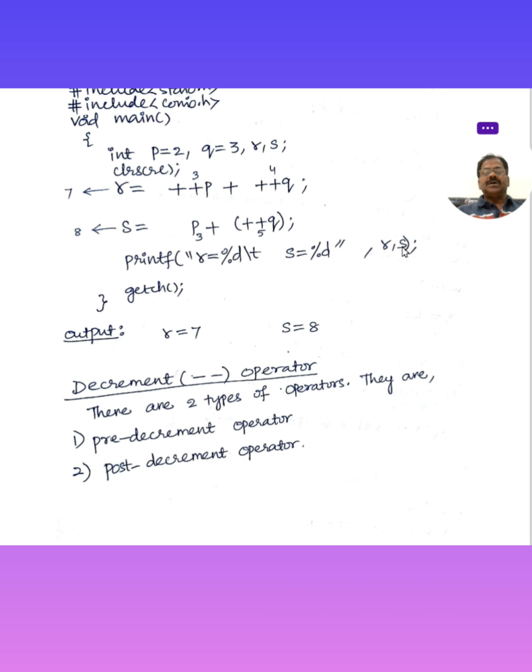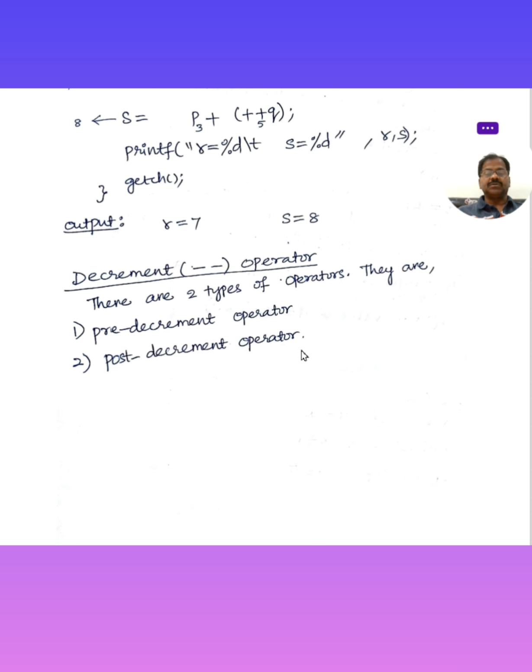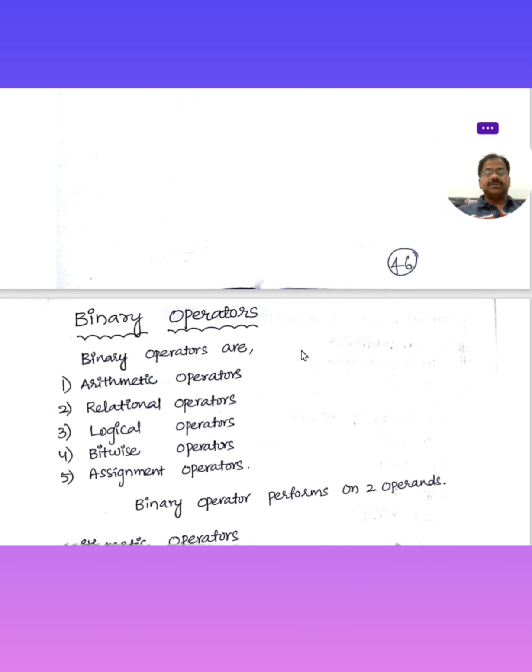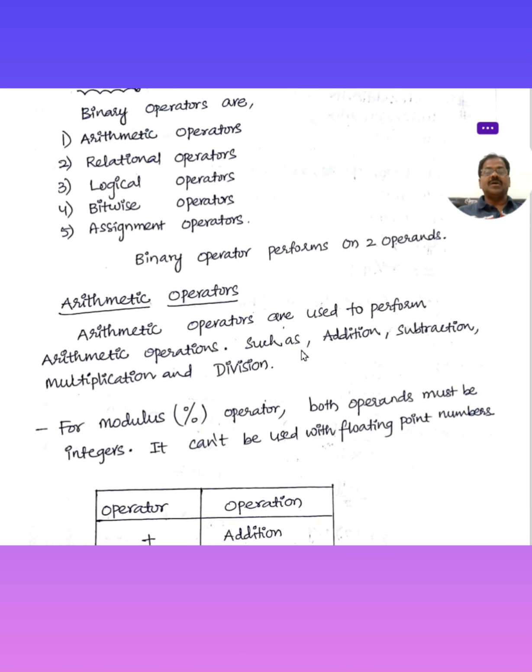Okay, here what is the R value? 7 will be displayed here. S value, what is that? 8. 8 will be displayed here. Here this slash T means 7 character space. Okay. In the decrement also, in decrement operator, we have pre-decrement operator and post-decrement operator. Next, binary operators.